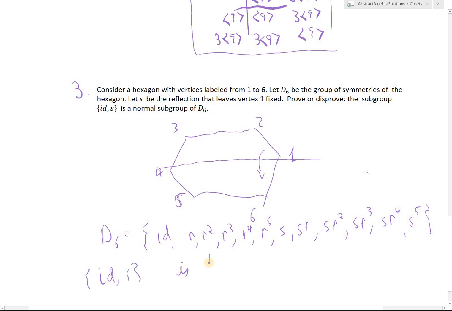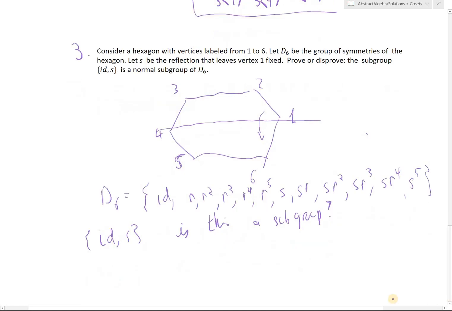So is this a subgroup? Well, let's see if the Cayley table works out. So we can take ID and S like this. ID times ID is ID. ID times S is S. S times ID is S. S times S is what? Well, since it's a reflection, you do the reflection twice, you get ID. So it's a group. Okay. So now the question is, is it normal?